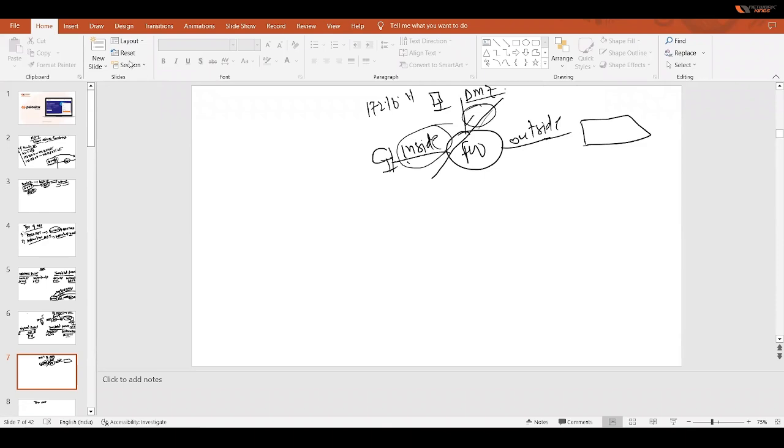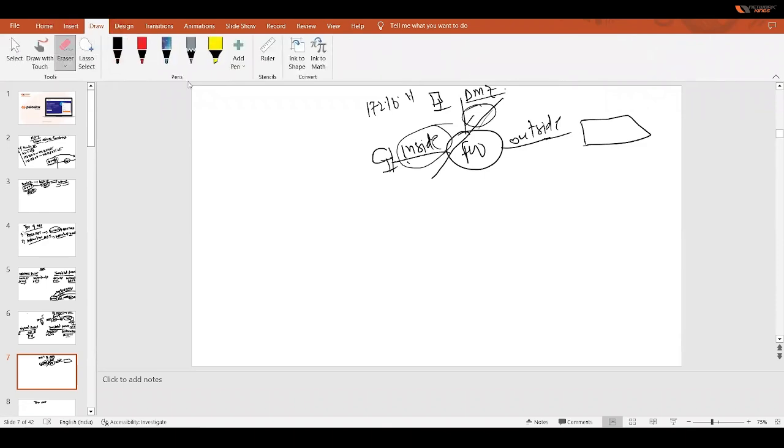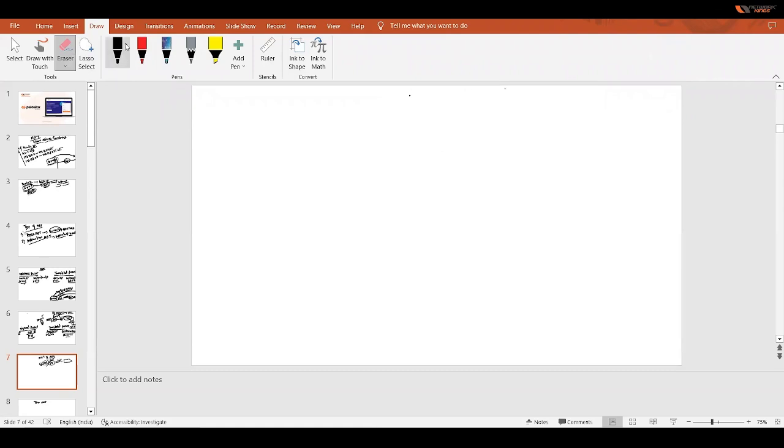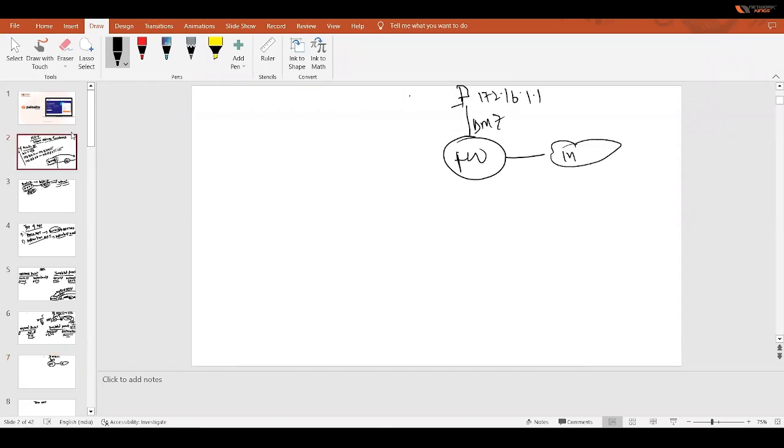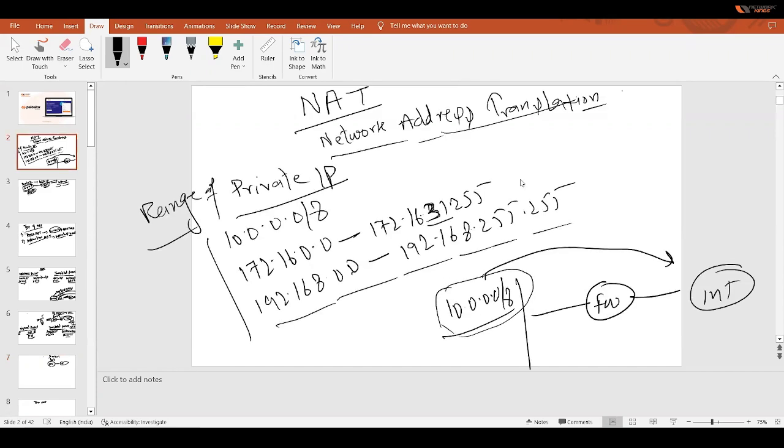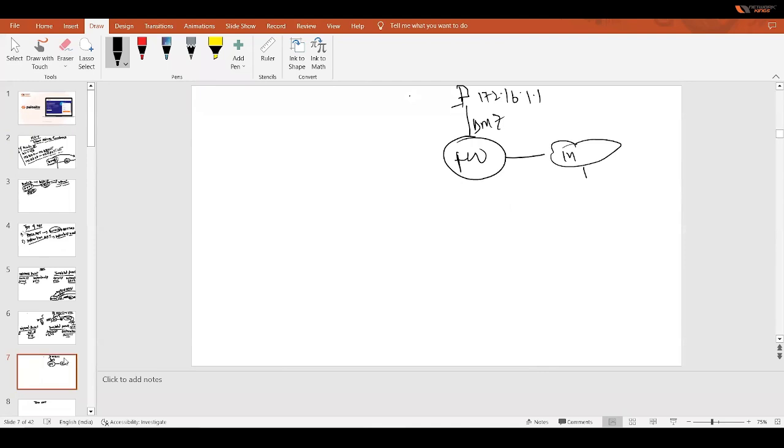It's clear. Let me explain this scenario again, so you will get an idea of what I want to explain about destination NAT. Then we'll go further. So we have one firewall, and here we have one DMZ zone. Here we have one PC, and the IP of this PC is 172.16.1.1. That is clear. I've explained the range of private IP. This is the range of private IP, please note it down. Now come to the destination NATing. Here is one PC, and that IP is 2.2.2.2.